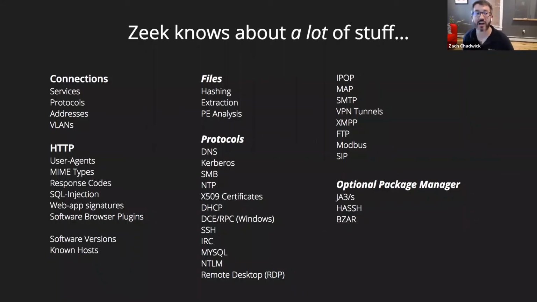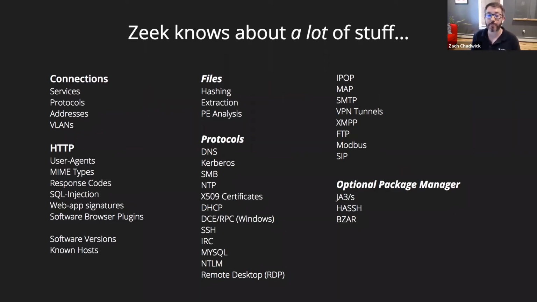Zeek knows about a ton of stuff, and it's adding more and more all the time. So from a single Zeek run, and these are just the default logs that it comes with, you get indexes of all the connections, all the services, different protocols and VLANs, full HTTP tracking of the user agents involved, the MIME types, the response codes, all the way through protocols like DNS or NTP, and all the way down to looking for MySQL traffic or software versions, known hosts. So this is all out of the box what Zeek is capable of extracting from your PCAP file.